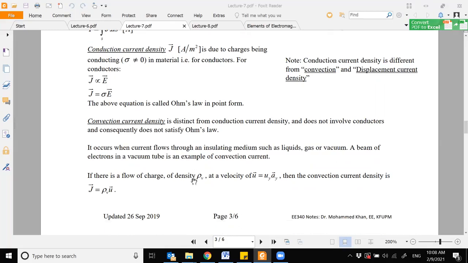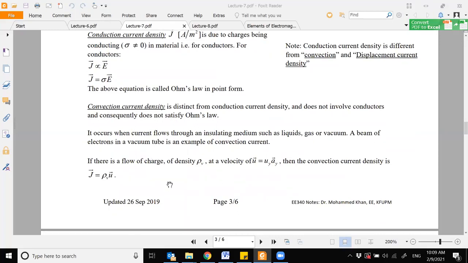A very simple example of this convection current, just for you to visualize, is the current flowing through an insulating medium such as gas or vacuum or liquid. This is your convection current. A very good example is a beam of electrons in a vacuum tube. So you have a vacuum tube and the beam of electrons is shooting from one end to the other end. That beam of electrons is called the convection current.